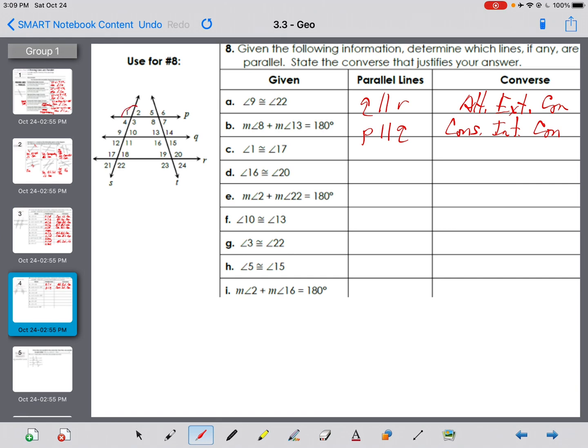1 is congruent to 17. Angle 1. Where's 17? It's congruent to angle 17. This is the cutter. These are the lines. Maybe, if I can draw them there. Top left, top left. So, yes, we can say P is parallel to R.